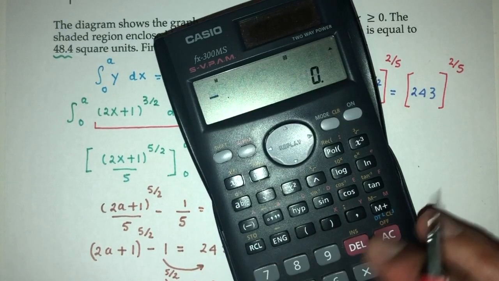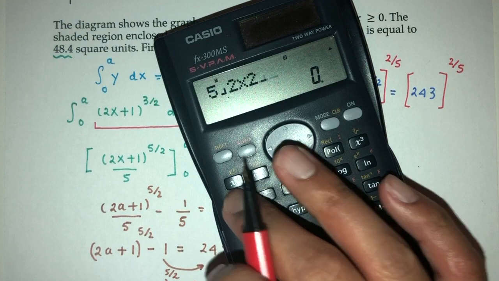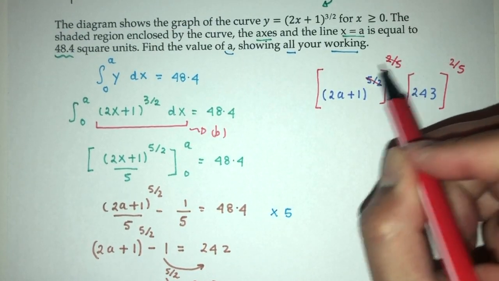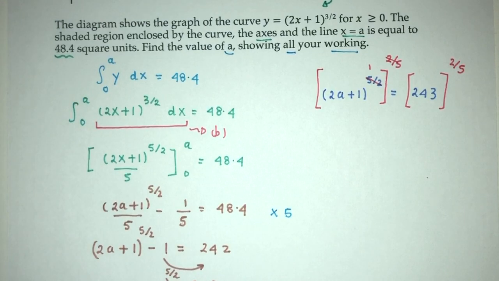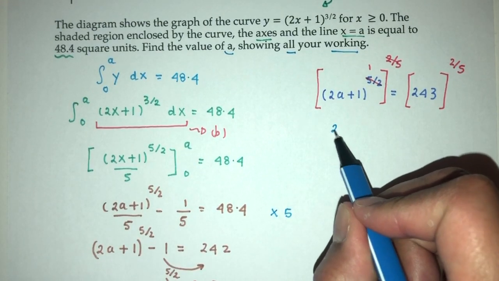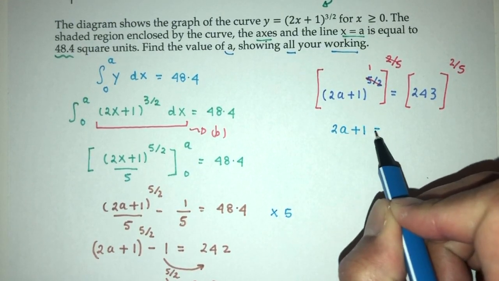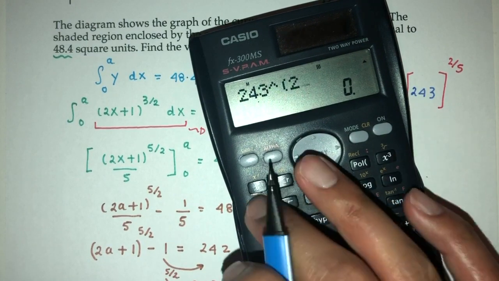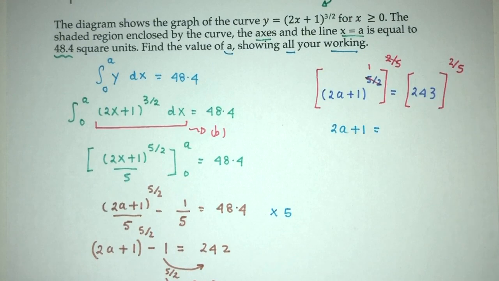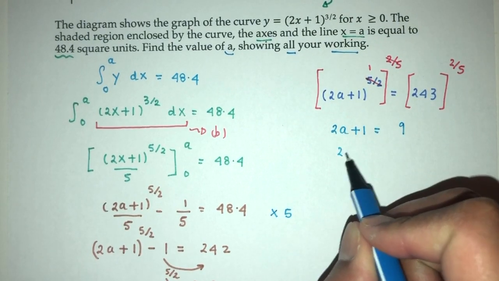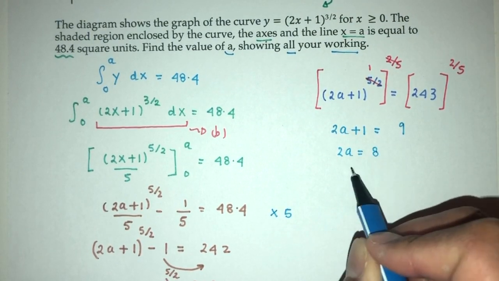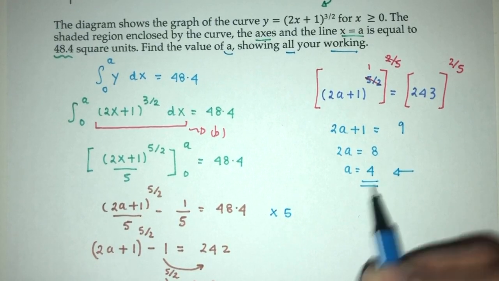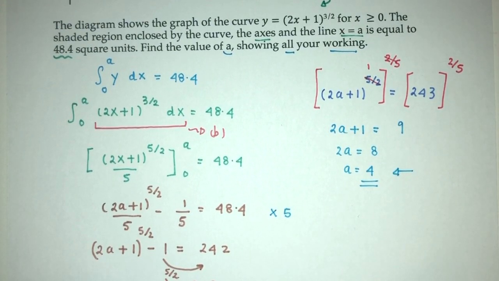If you observe, 5 over 2 multiplied by 2 over 5, that has to be 1. So these two will cancel out. You have 1. So that will result in the value of 2a plus 1. That will be 243 power 2 over 5. That will be 9. So 2a has to be 8. A has to be the value of 4. As you can see, this is your answer for this question.